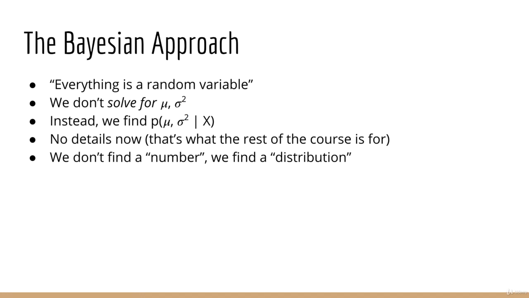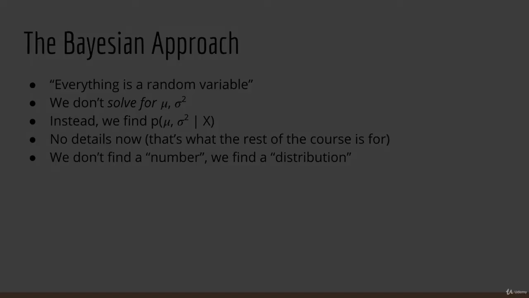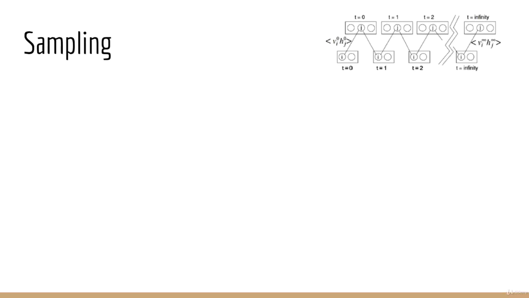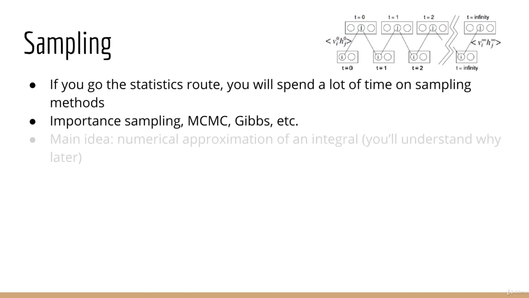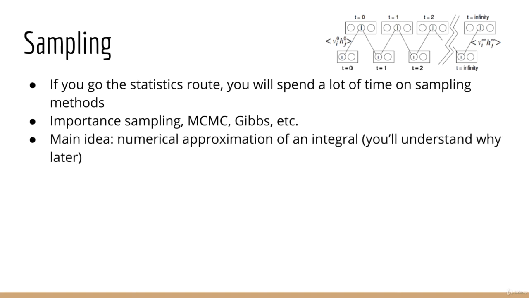And again, in terms of the big picture, this is your introduction to the field of Bayesian machine learning. It's a lesson on how to go from non-Bayesian methods to Bayesian methods. Now, of course, our learning doesn't stop here. If you go the statistics route, then a lot of your attention will be focused on sampling. There are many different kinds of sampling, such as importance sampling, Markov chain Monte Carlo, and Gibbs sampling. The idea behind sampling methods is to do numerical approximation of an integral.